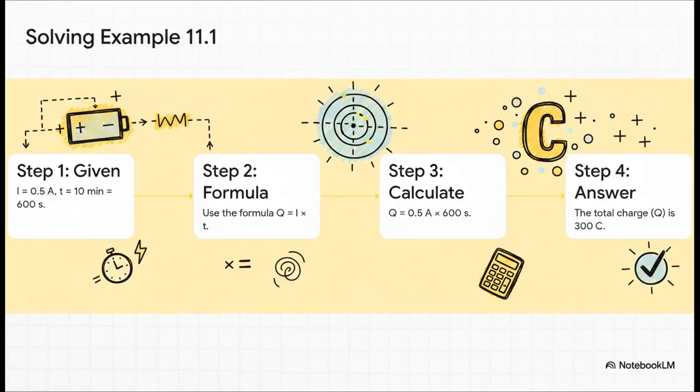Okay, let's actually put this to work with an example straight from your textbook. So a current of 0.5 amps flows for 10 minutes. Step 1, we write down what we know, and, super important, we convert those 10 minutes into 600 seconds. Step 2, we tweak our formula to solve for charge, Q. Step 3, we just plug in the numbers, 0.5 times 600. And finally, step 4, our final answer, 300 coulombs. See, when you break it down step by step, it's not so bad.